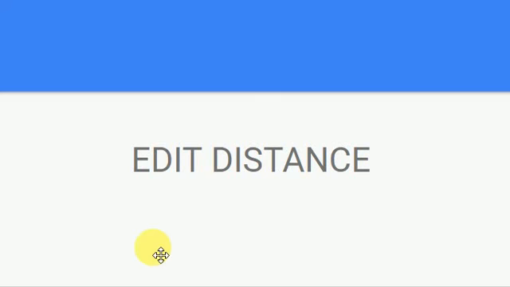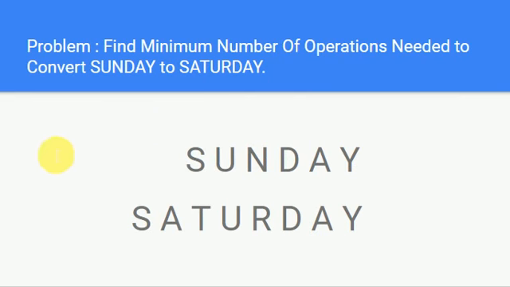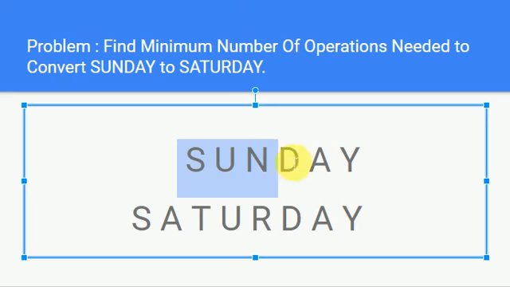Hello guys, welcome back. Let's see a classical DP problem, edit distance. The problem is: in the minimum number of operations, we have to convert SUNDAY to SATURDAY.